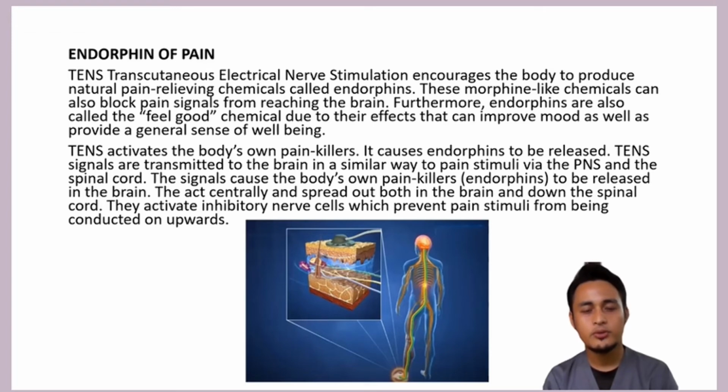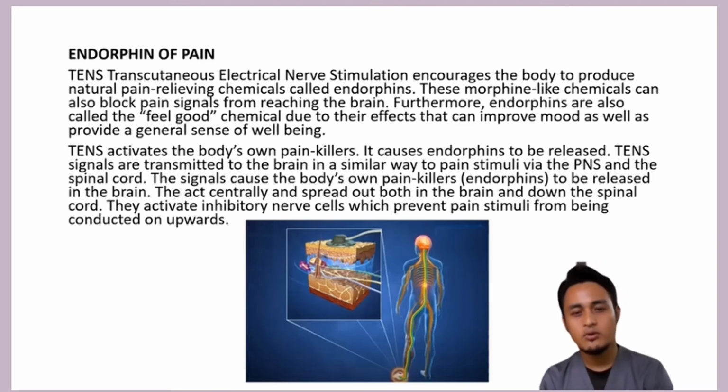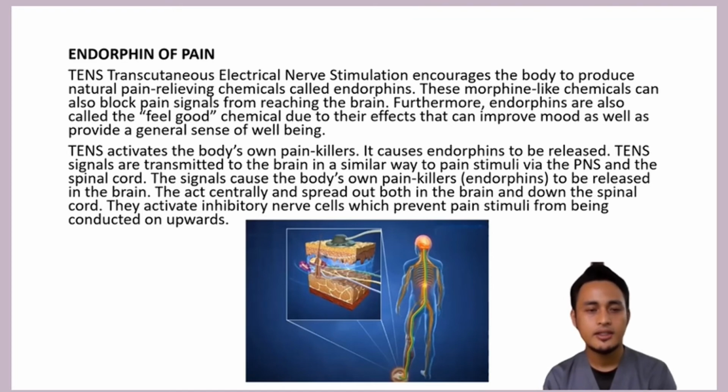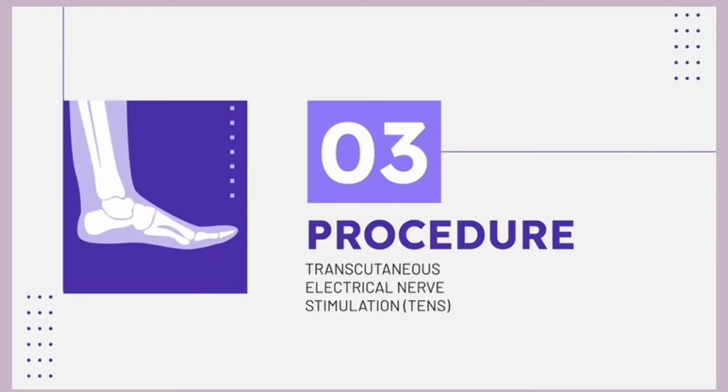TENS activates the body's own painkillers. It causes endorphins to be released. TENS signals are transmitted to the brain in a similar way to pain stimuli via the peripheral nervous system and the spinal cord. The signal causes the body's painkillers to be released in the brain. They act centrally and spread out both in the brain and down the spinal cord. They activate inhibitory nerve cells, which prevent pain stimuli from being conducted upward.